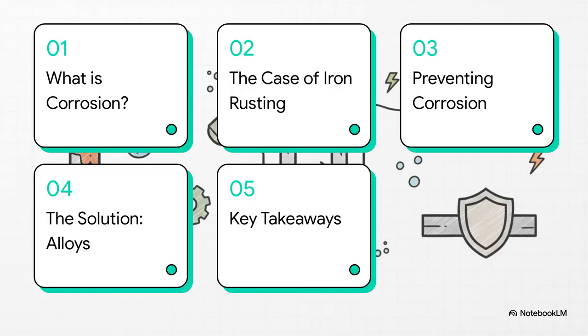So, in today's class, here's what we are going to learn. First, what is corrosion? Then we'll look at the specific case of iron rusting. After that, we'll see how to prevent corrosion and discuss a really superior solution, alloys. And finally, we'll wrap up with the key exam takeaways.